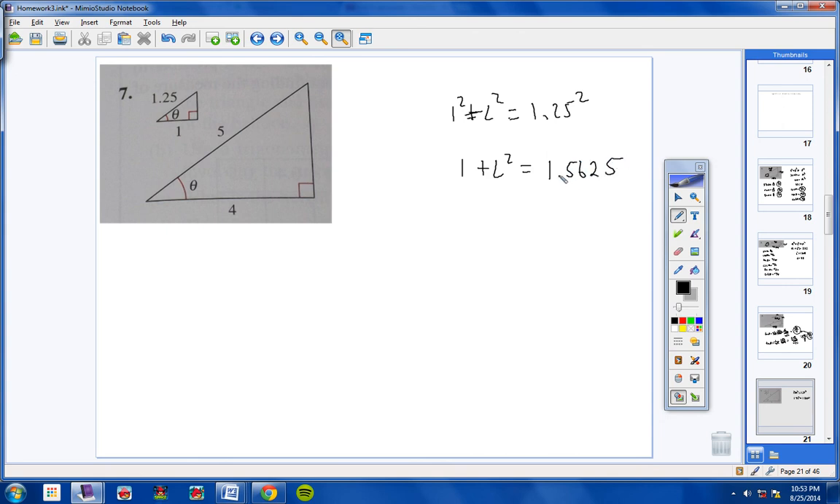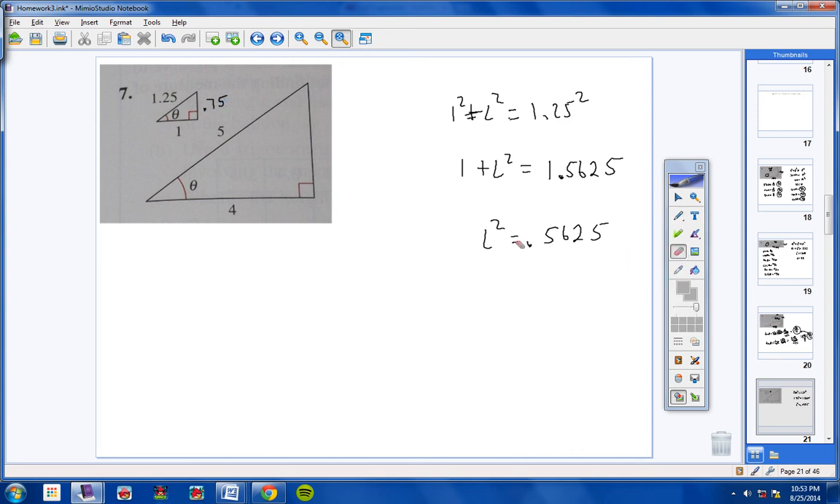and then we subtract 1 from both sides, so we're left with the leg squared equals 0.5625, and let's take the square root of that very quickly, and we will get 0.75. Okay, so this leg right here is 0.75 exactly.